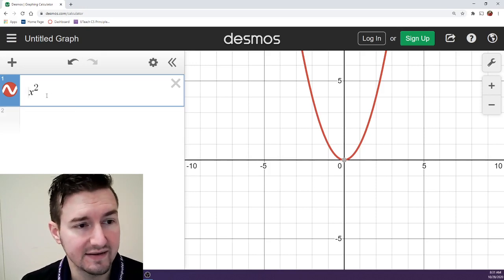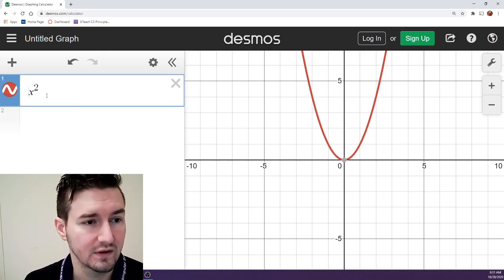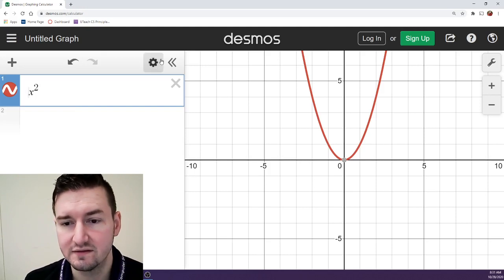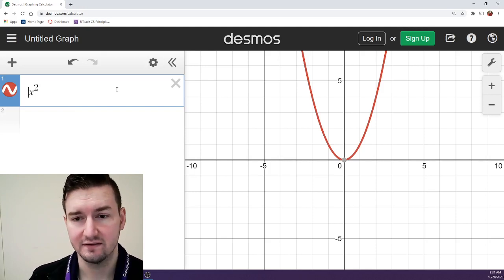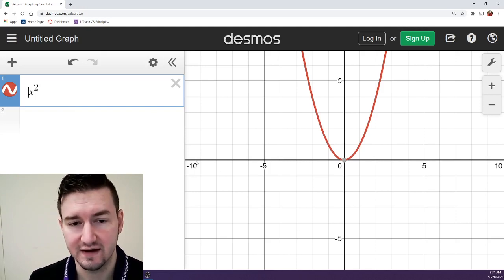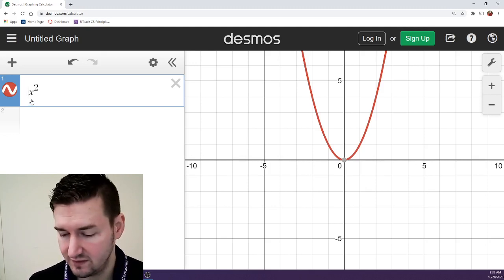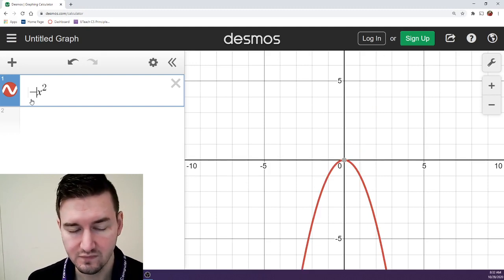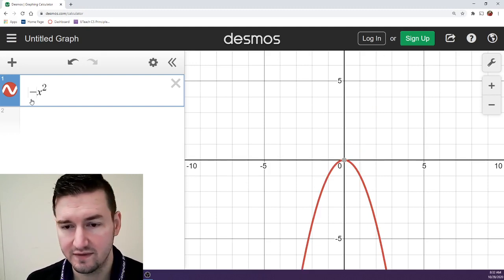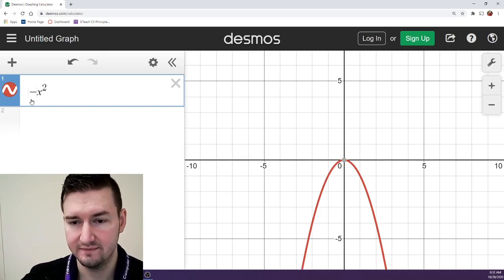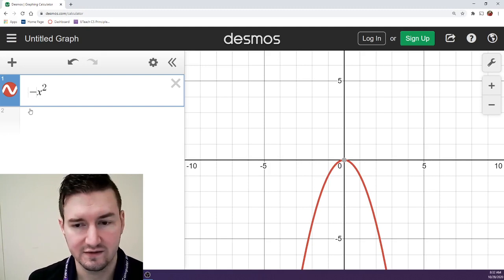Let's look at how to do a reflection. So let's say we want to flip this thing upside down. This would be a reflection across the x-axis. So if we want to flip this across the x-axis, we just put a minus sign out front. And you can see that that will flip the entire graph across that x-axis.